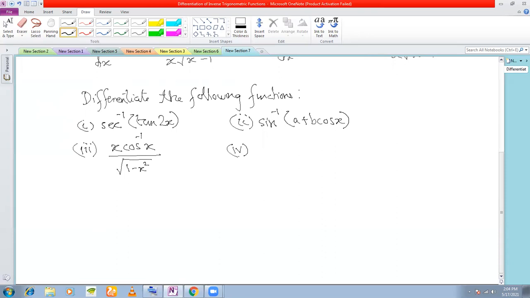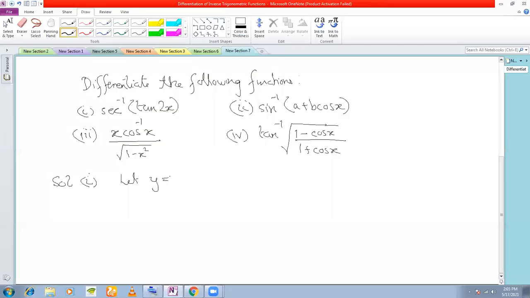Fourth one is tan inverse root((1 minus cos x) divided by (1 plus cos x)). Let us complete these for today. First one. Okay, now can you tell me how to do the first one? Let's do directly first.